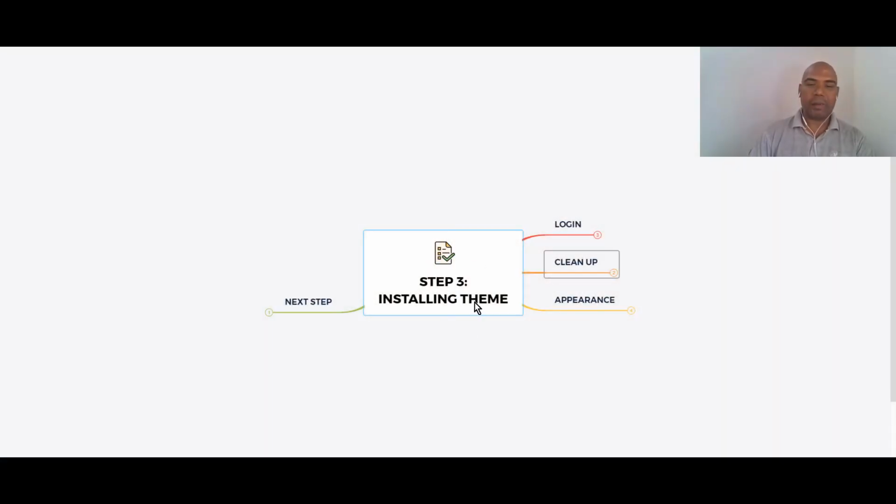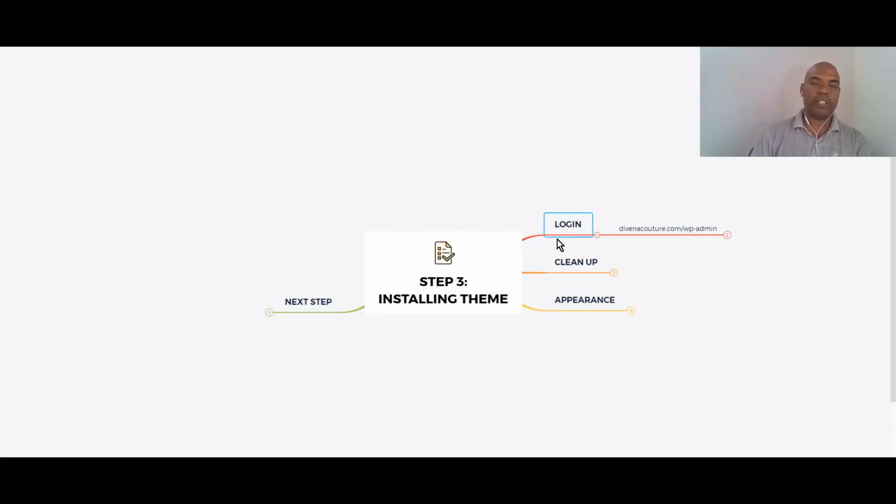Are you ready for this? Are you excited for this? You should be excited because your website is going to get a brand new look, very colorful, very attractive for your visitors, and it's going to be super simple. Step number 3 is all about installing a WordPress theme. Let's get started. Step number 3, installing the theme.